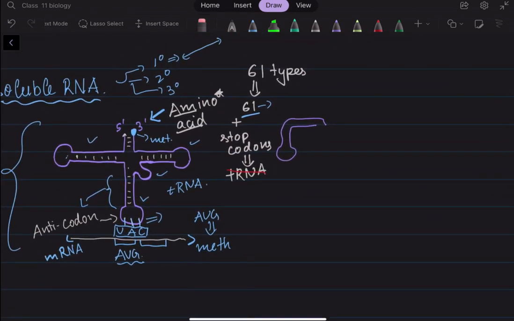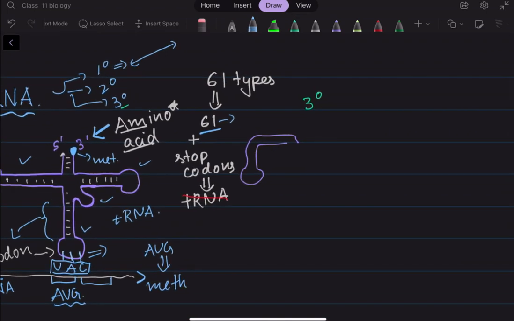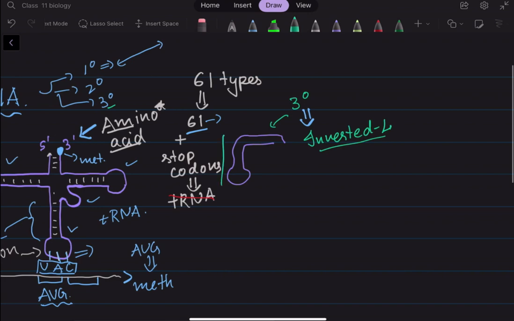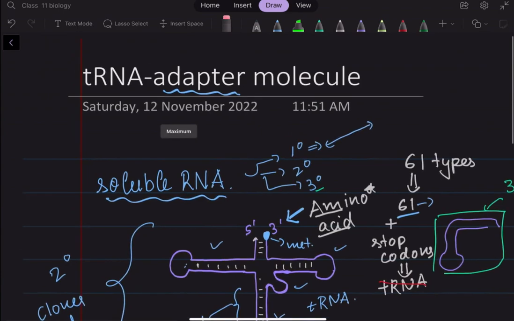As I told you, it also has a tertiary structure. This tertiary structure is relatively more complex than the secondary structure, and it is like an inverted L. It is quite complex and cannot actually be depicted on a 2D surface like how I'm showing you, but it is said to have an inverted L shape. So these were a few points about tRNA.